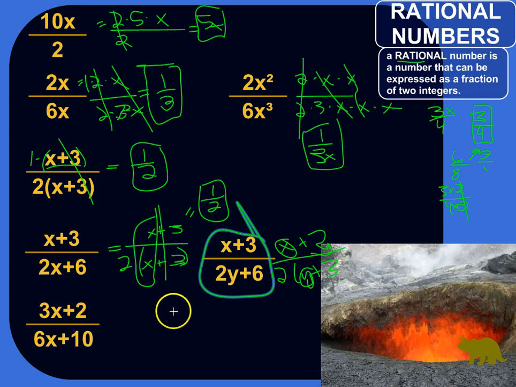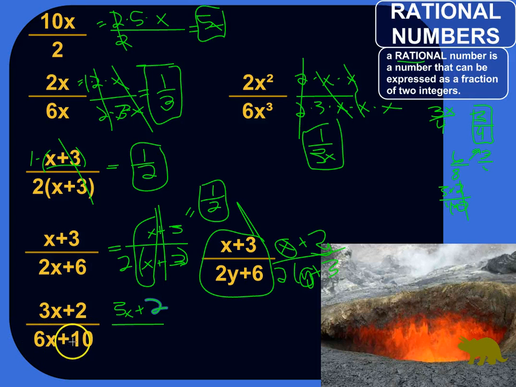All right, last one. 3x plus 2 over 6x plus 10. Now, can we factor the top in any way? Like 3 times x? Not really. We could call it 3 times x plus 2/3, but that's not going to help us. What about factoring the bottom? So let's just leave the top the way it is. The bottom, what we'd like to do, ideally, is factor it so it's something times 3x plus 2, then we'll be able to cross it out, right?